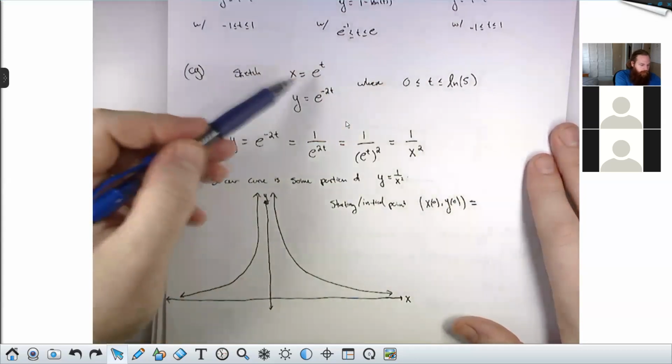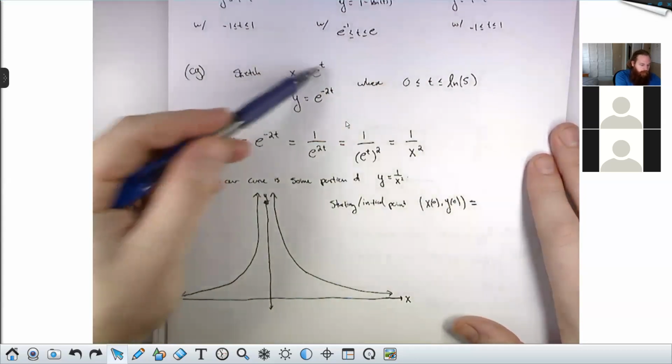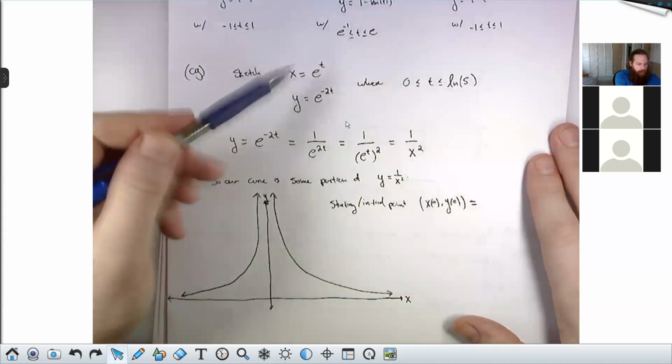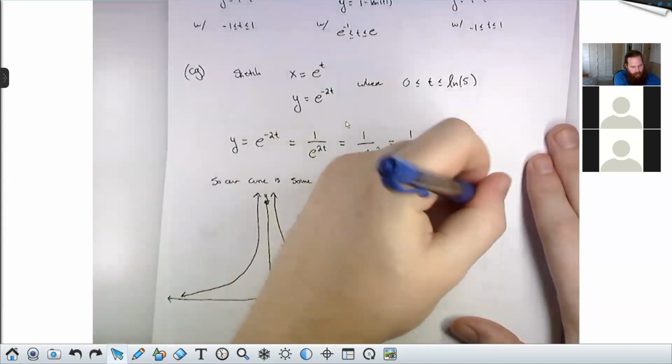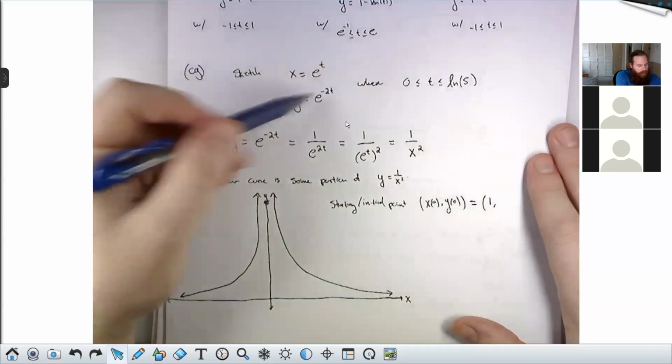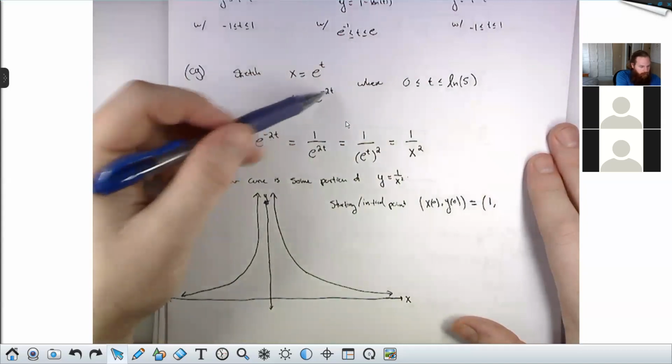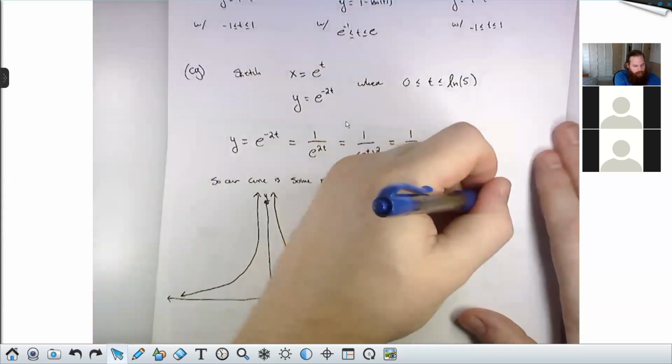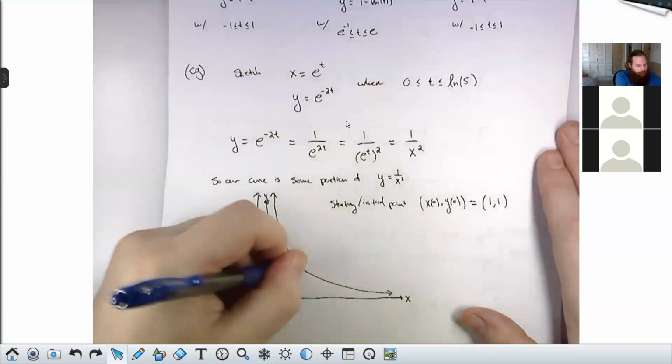So if I plug 0 into the x equation for t, I get e to the 0, which is 1. And here I get y equals e to the negative 2 times 0. That's also e to the 0. So we're starting at the point 1, comma 1.